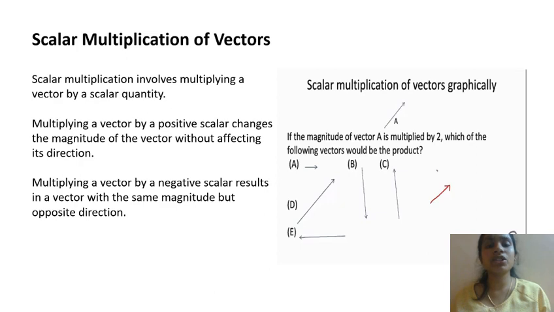Scalar multiplication of vectors. Scalar multiplication involves multiplying a vector by a scalar quantity. Multiplying a vector by a positive scalar changes the magnitude of the vector without affecting its direction. Multiplying a vector by a negative scalar results in a vector with the same magnitude but opposite direction.